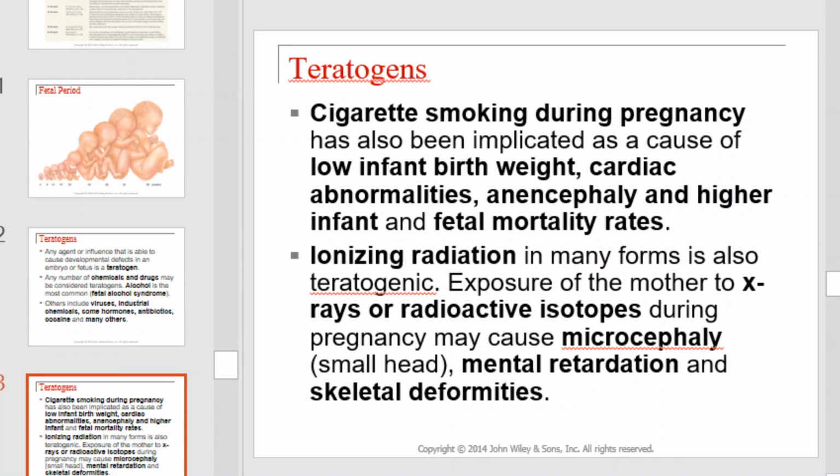Cigarette smoking during pregnancy has also been implicated as a cause of low infant birth weight, cardiac abnormalities, anencephaly, and higher infant and fetal mortality rates. Ionizing radiation in many forms is also teratogenic. Exposure of the mother to X-rays or radioactive isotopes during pregnancy may cause microcephaly, a small head, mental retardation, and skeletal deformities.